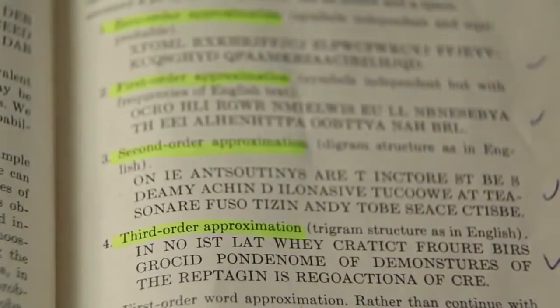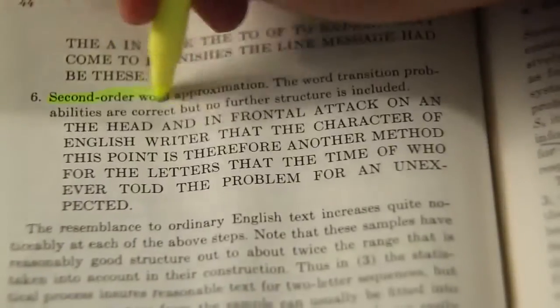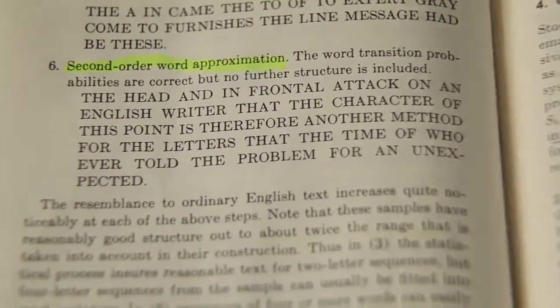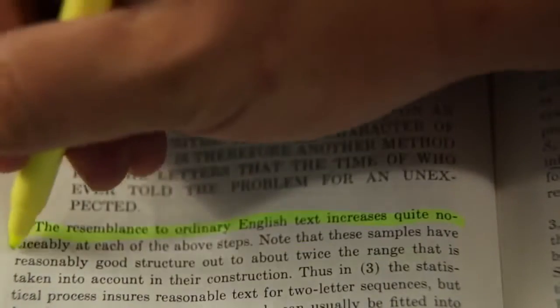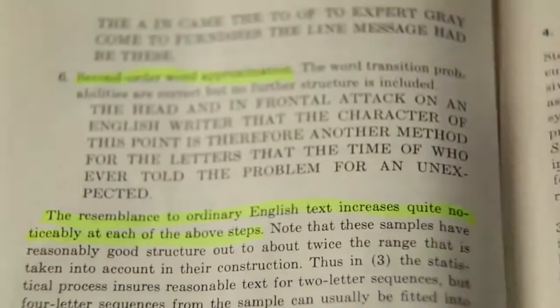He then goes on and tries the same thing using words instead of letters, and he writes, "The resemblance to ordinary English text increases quite noticeably at each depth." Indeed, these machines were producing meaningless text, though they contained approximately the same statistical structure you'd see in actual English.